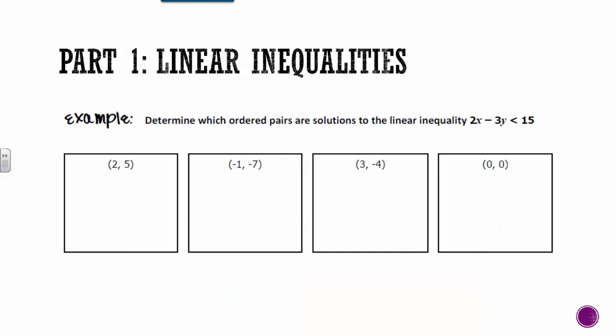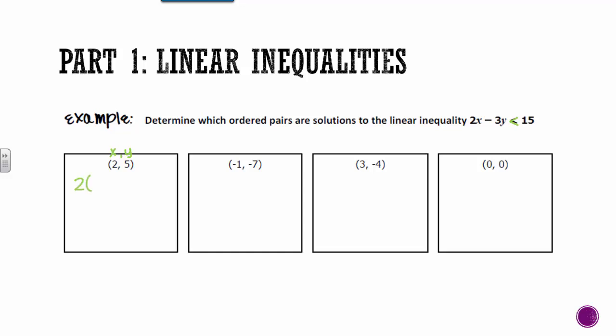So we'll start off pretty basic. Determine whether the ordered pairs are solutions to the inequality. So think back to any time we've ever plugged in a point. This is your x value and this is your y value, and we're trying to see if it makes this equation true, if it makes it less than 15.